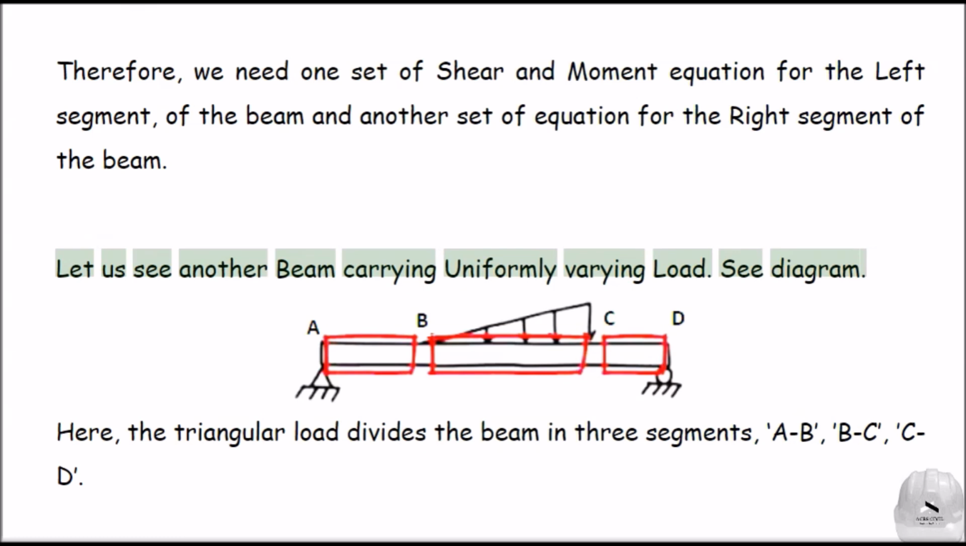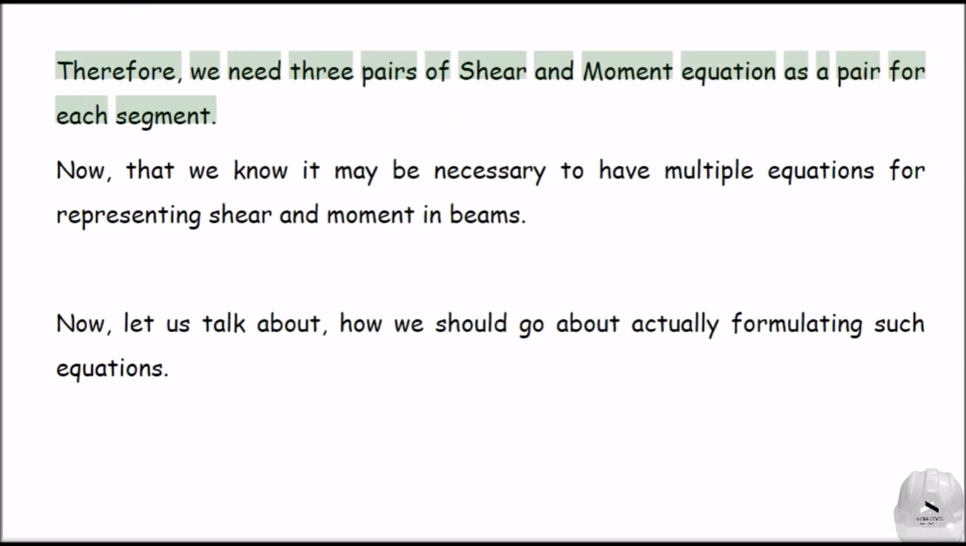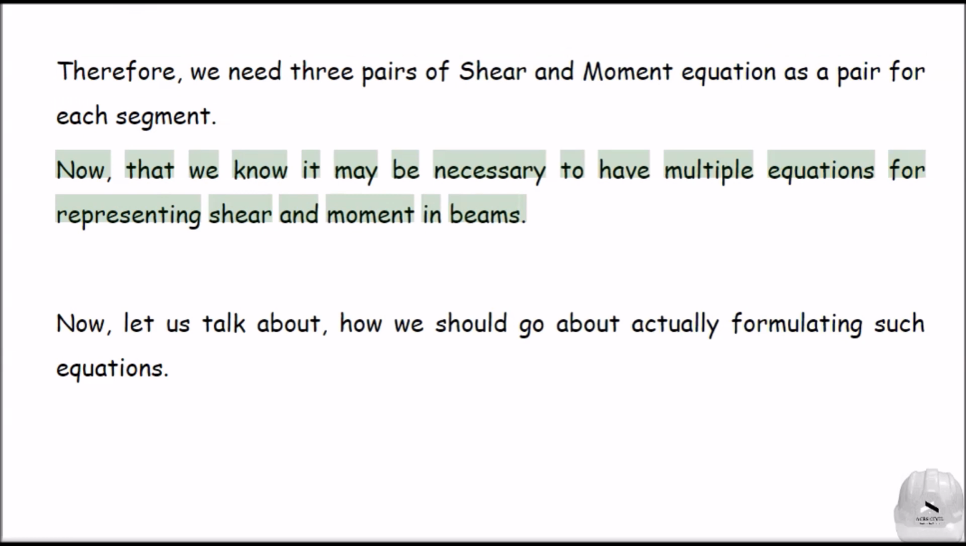Let us see another beam carrying a uniformly varying load. See diagram. Here, the triangular load divides the beam into three segments, AB, BC, CD. Therefore, we need three pairs of shear and moment equations, a pair for each segment. Now we know it may be necessary to have multiple equations for representing shear and moment in beams.